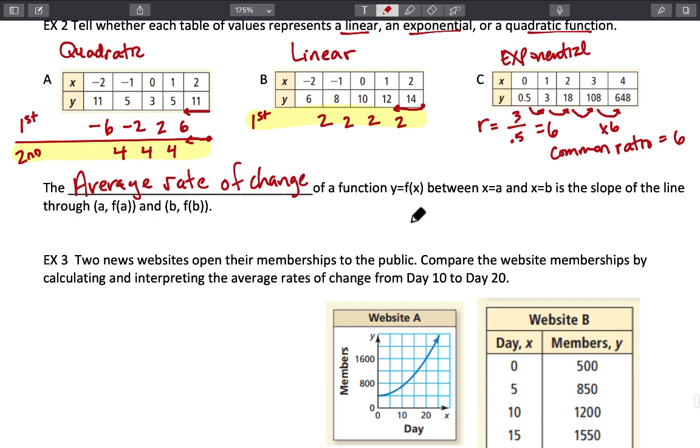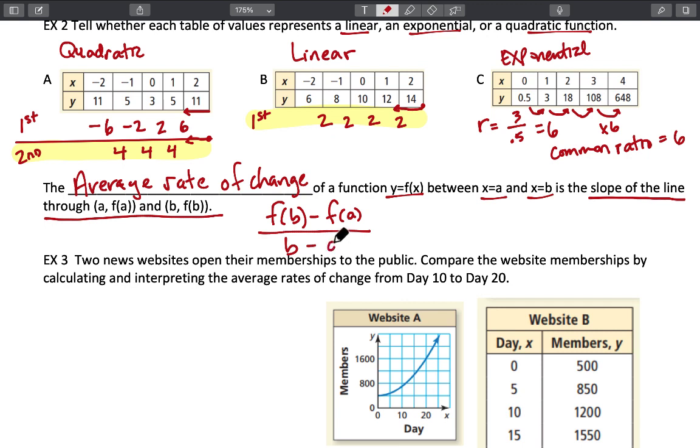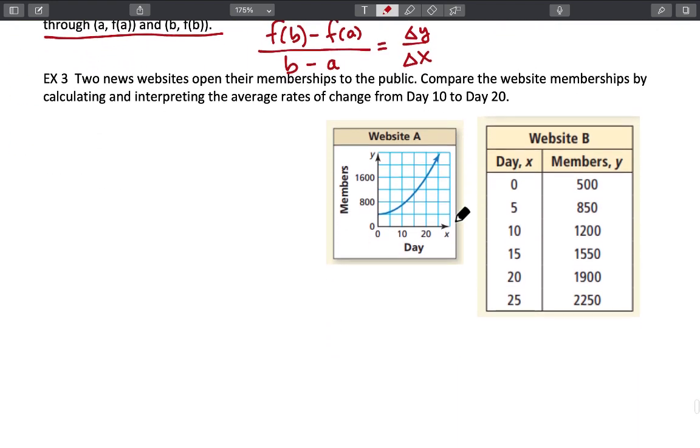The average rate of change is for a function, f of x, that goes between 2 points where x is a and x is b, and it's simply the slope of the line through those points, a comma f of a and b comma f of b. So another way to think about that is just f of b minus f of a divided by b minus a. And that's really just your change in y value over your change in x value. It's the same slope formula that we've been using all year long. All right, let's do an example with that.